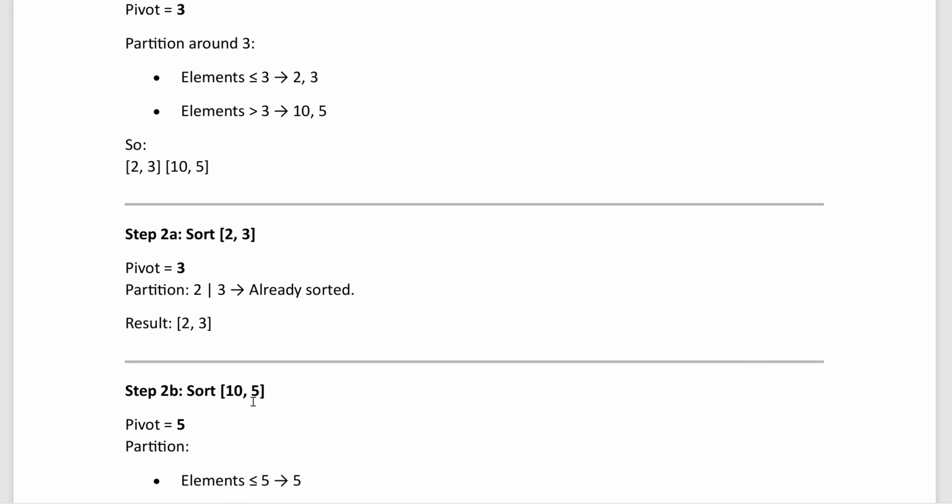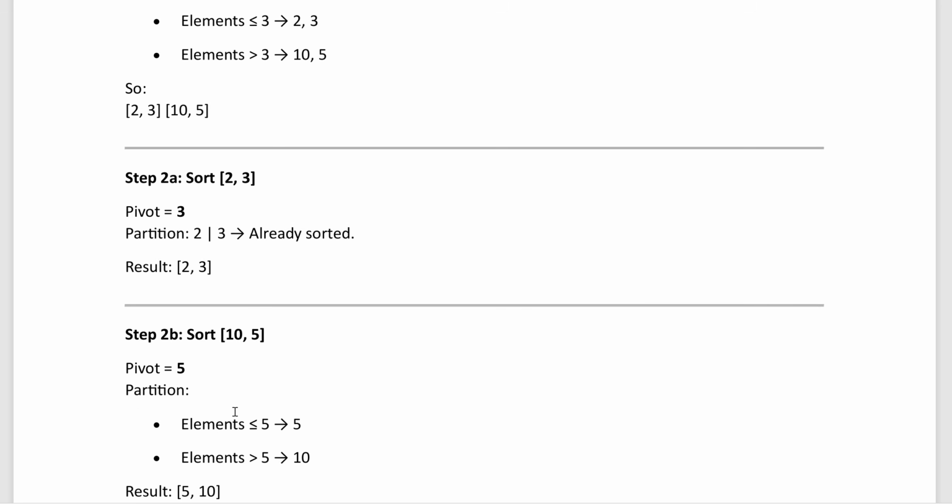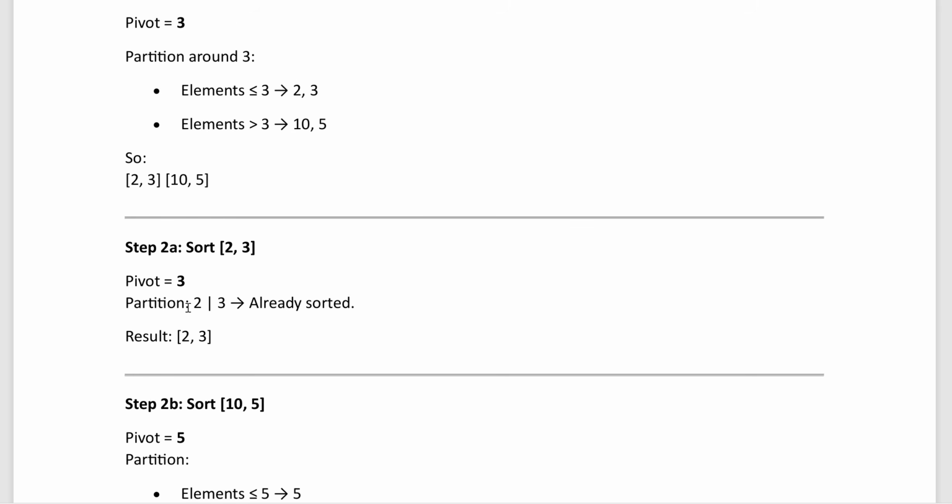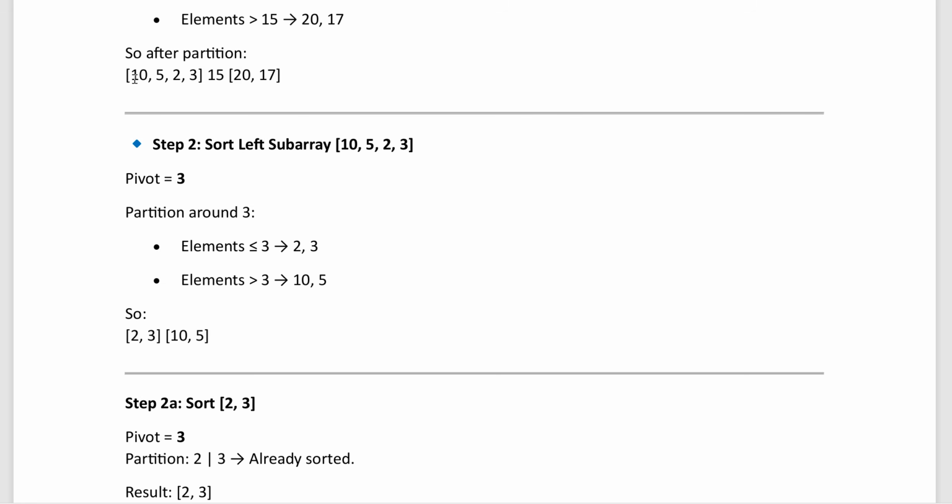Now we go to 10 comma 5. So 10 comma 5, element less than equal to pivot will become the last element, that is 5. So less than equal to 5, only 5 is there, and greater than 5 is 10, but the array should contain at least two elements. That's why we have to consider 5 and 10 into the array. Clear? So step number 2b successfully sorted. So the left subarray is now sorted: 2 comma 3 comma 5 comma 10. So we have successfully sorted this left subarray.